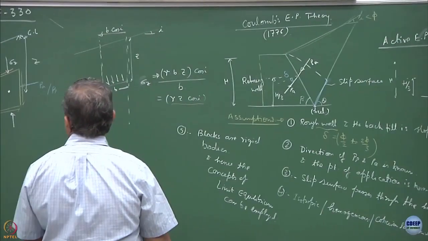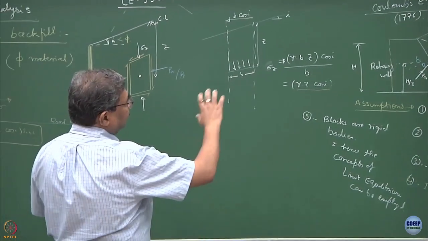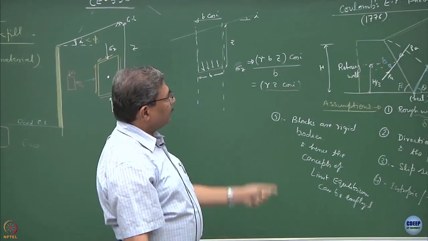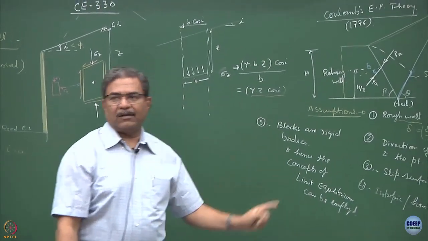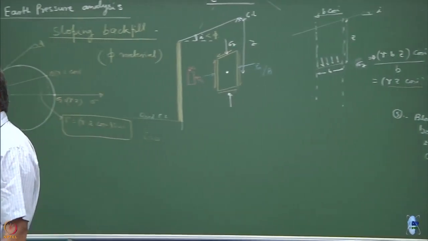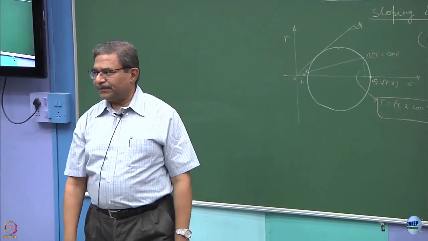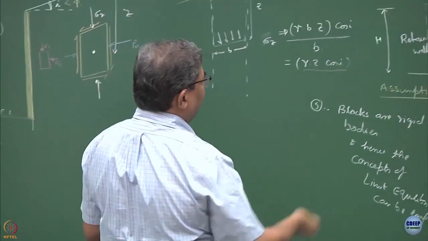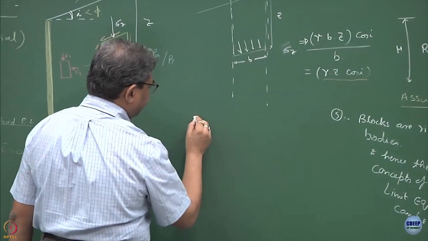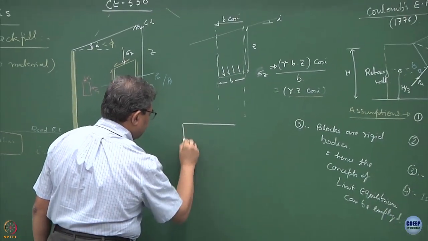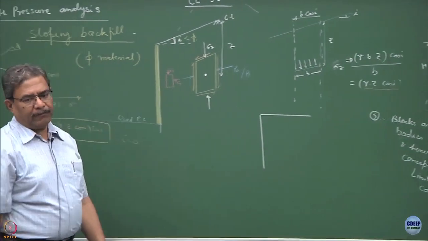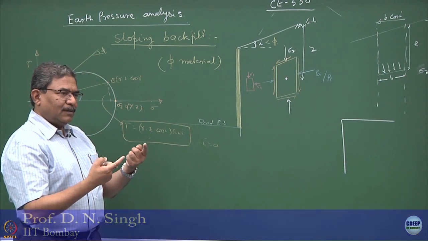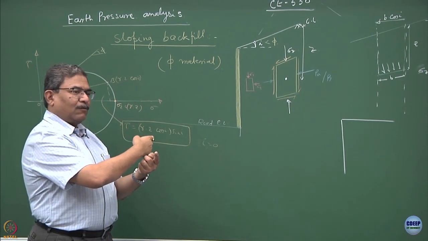Now, what we will do is, we will go back to the analytical procedure for finding out the earth pressures which are going to act on the walls by assuming Coulomb's wedge. So, in simple case, if I assume the backfill to be horizontal, and if this wall is vertical, now we are applying Coulomb's theory to a vertical wall.